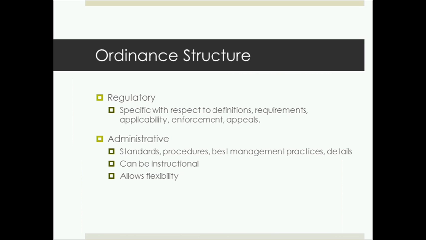Ordinances are structured in various ways, but I've found over the years that it's most desirable to have a two-document approach. One would be the regulatory document, which is the ordinance itself, which basically describes what the community intends to do with their trees and land development and building construction. And then the second half is the administrative approach. It's a separate document, not part of the tree ordinance, but it's a set of administrative standards or procedures or best management practices that helps in an instructional way.